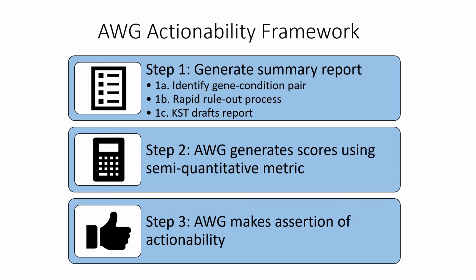And then the next step is to take this report and the AWGs review the report and generate scores for actionability using a semi-quantitative metric. The last step is that we take these reports and scores and then the AWGs make an assertion for actionability.